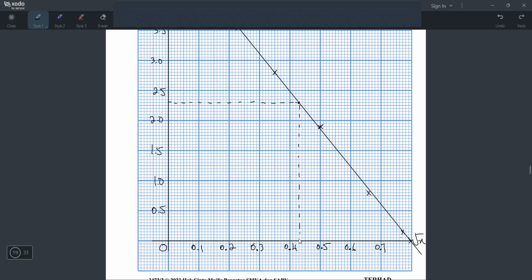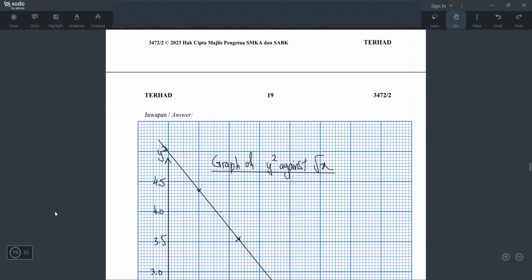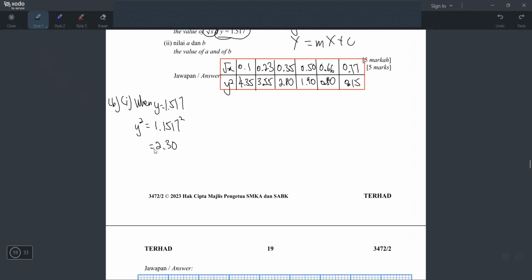During the exam, you must also use a ruler. All right, I think it's 0.43. But that's not the x value, that's the square root x value. So the square root x value is 0.43.